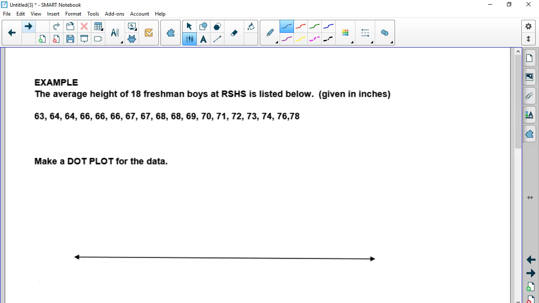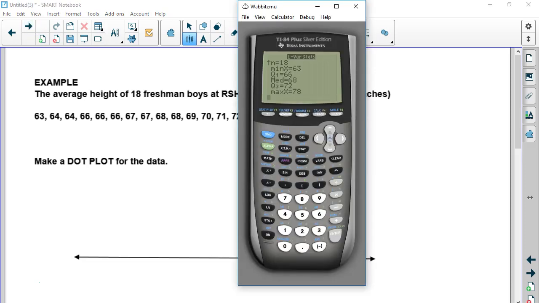Okay, we're going to do it again. So, calculator, stat, edit, up to L1, clear, enter, and I'm just going to hit pause. Okay, so I've just entered my 18 pieces of data. You can see there, I'm on L1, 18 is 78. That's my last data piece.